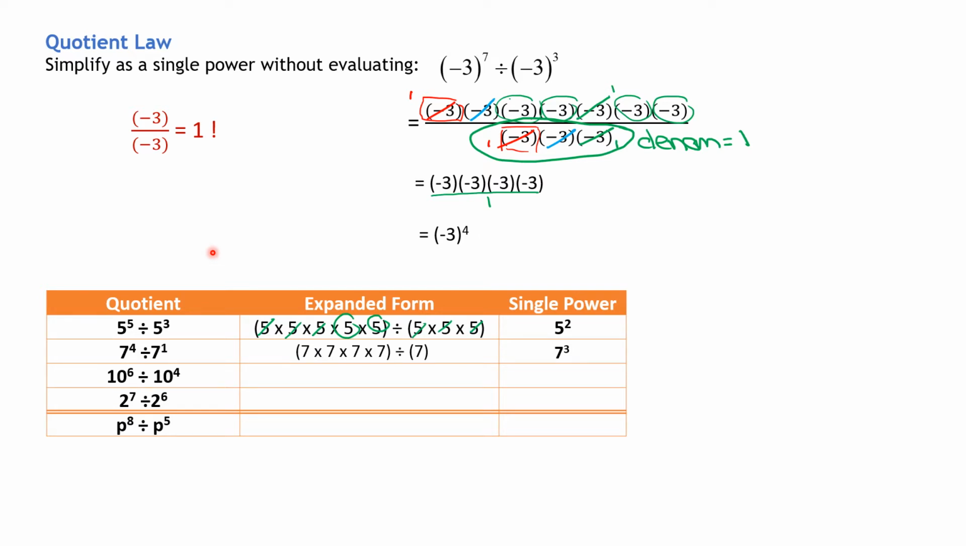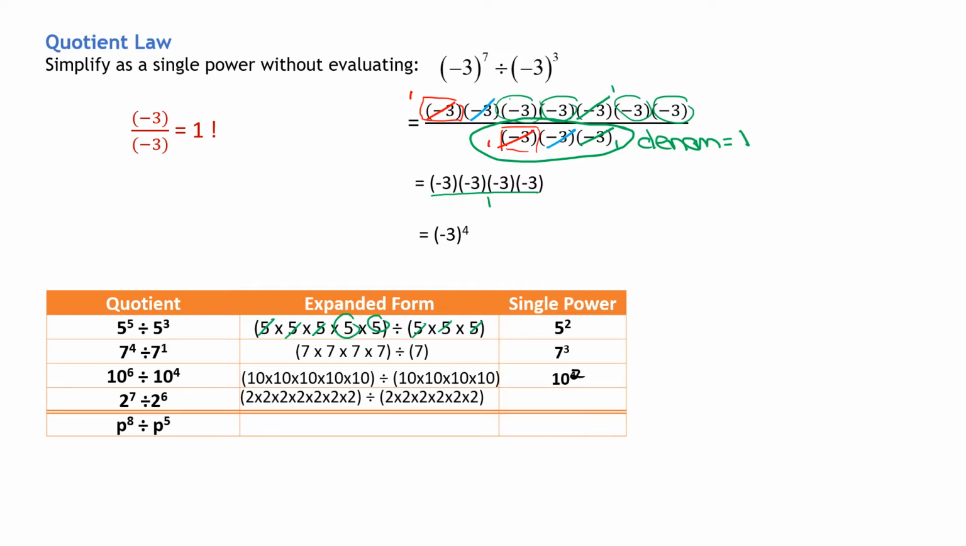How about the 10s? I think you're starting to pick up on my pattern here. Here are 6 10s divided by 4 10s. So imagine these 4 10s all below these 6 10s. All 4 of these can take out 4 of these. That means I will be left with, oh, that should be 10 to the power of 2 there. Sorry, typo. Let me fix that. 10 to the power of 2.